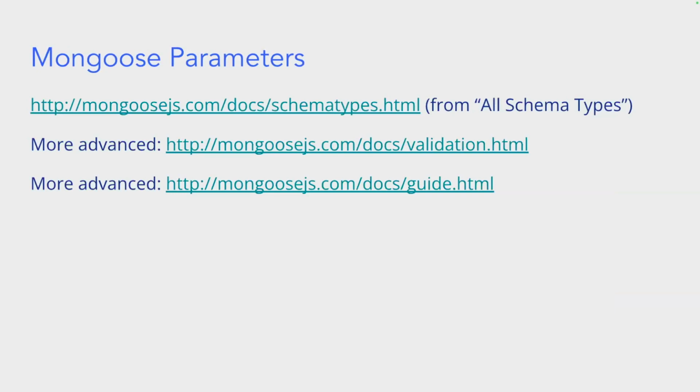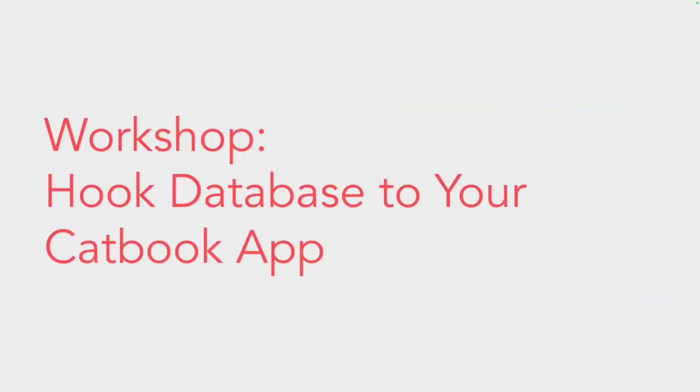In general, here's some documentation about Mongoose schema types. You can also have things like validation, for making sure that documents in your collection have properties beyond just having the right type. And there's the Mongoose guide if you have more questions, or you can ask in the question stack on Piazza.